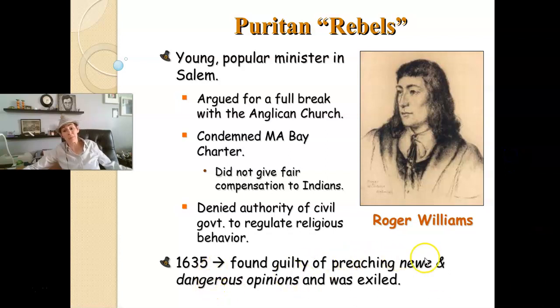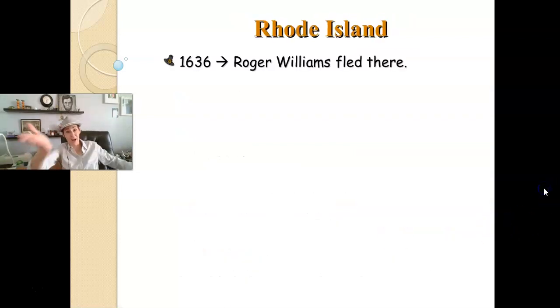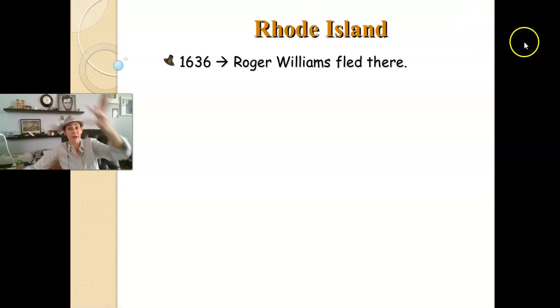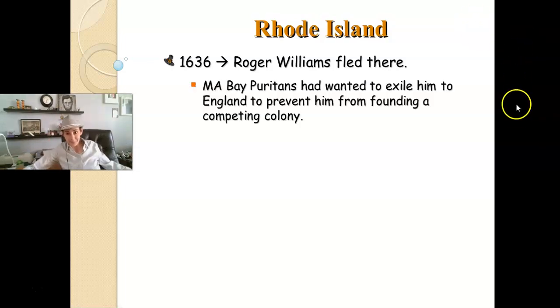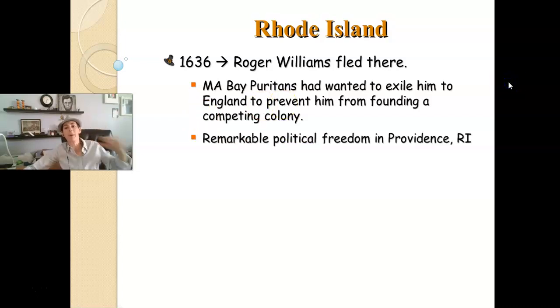So he was found guilty of preaching new and dangerous opinions, and he was exiled in 1635. And in one short year, you know what he does? He founds Rhode Island. In a year, this man founds his own dang colony, right? This is impressive. Rhode Island, 1636, he went there, founded his own colony. They wanted to send him to England because they didn't want him to found a competing colony, but that didn't work out for them.